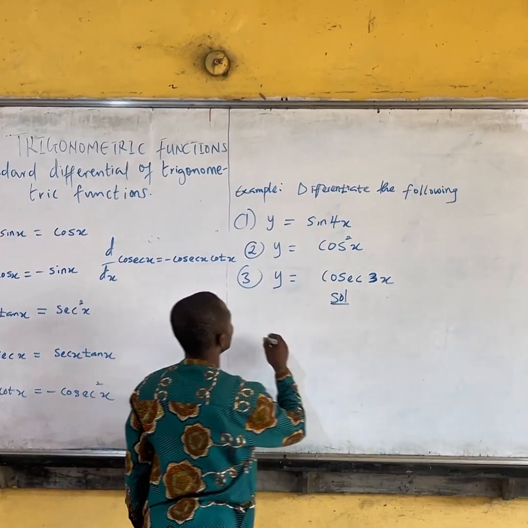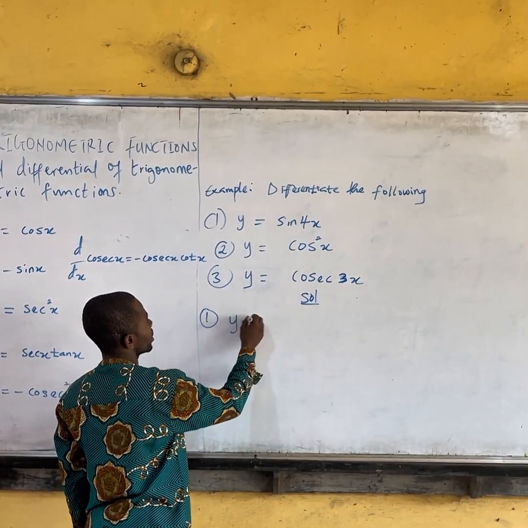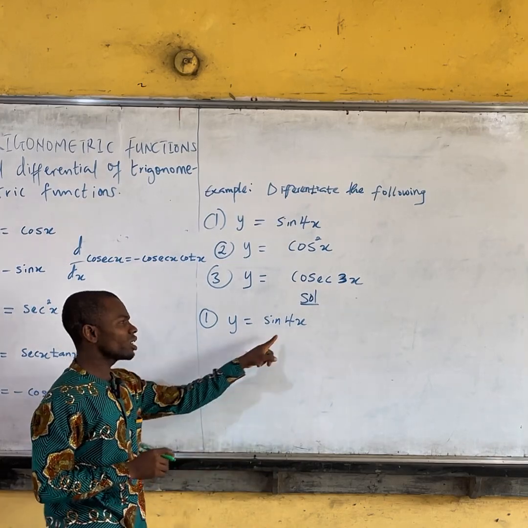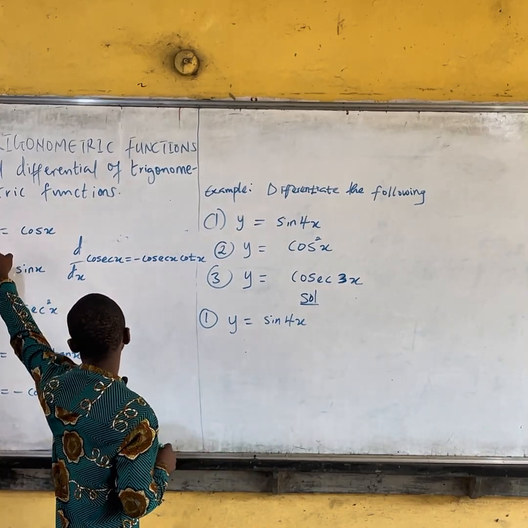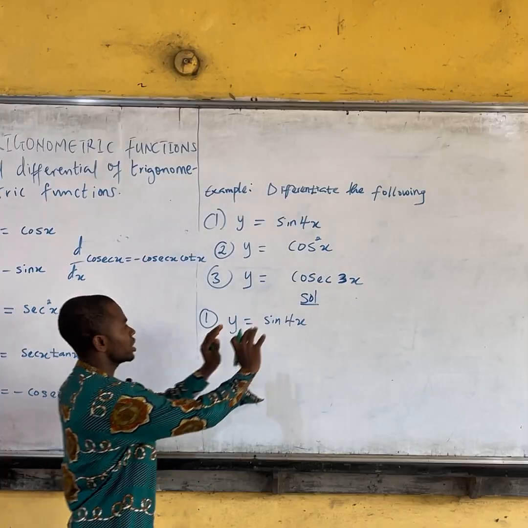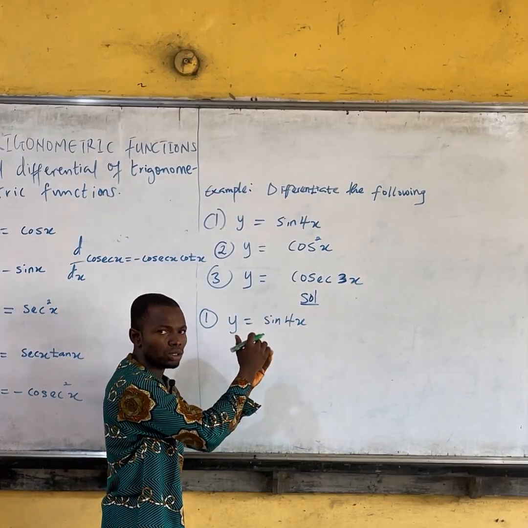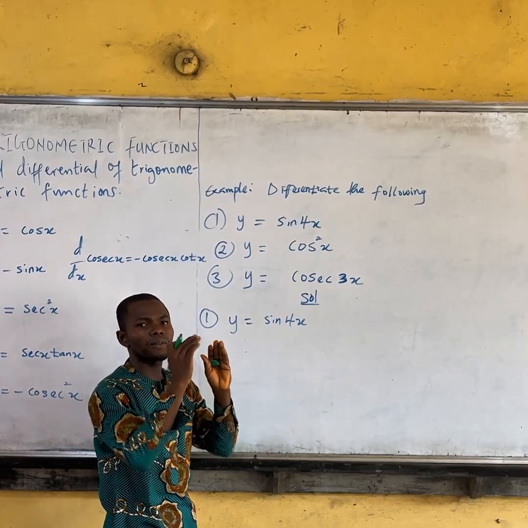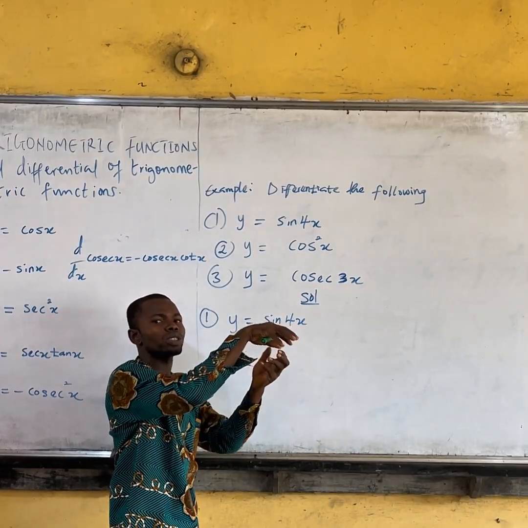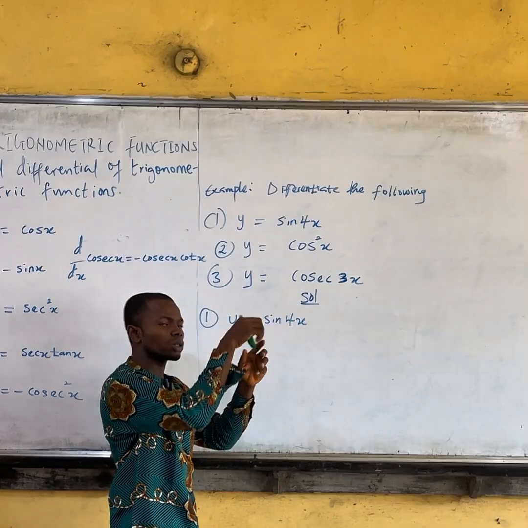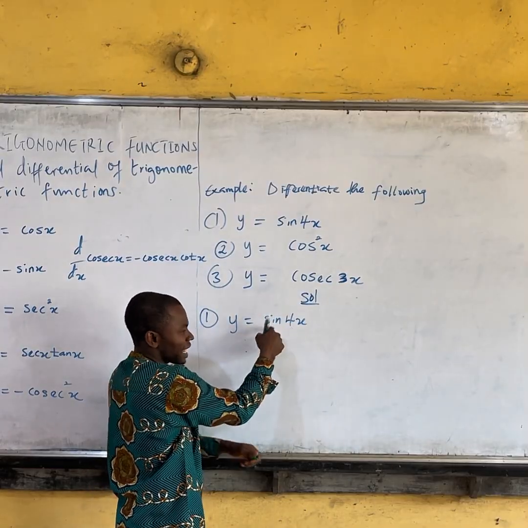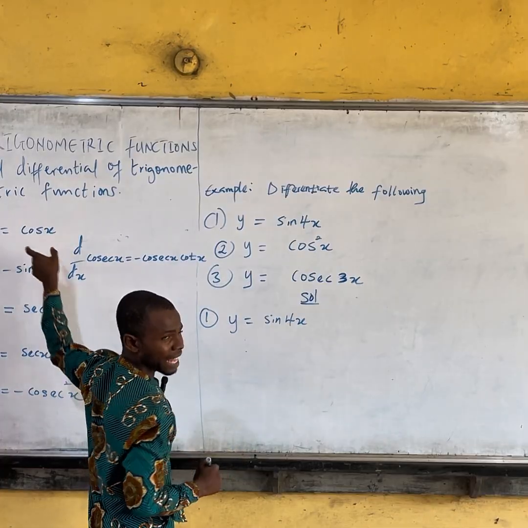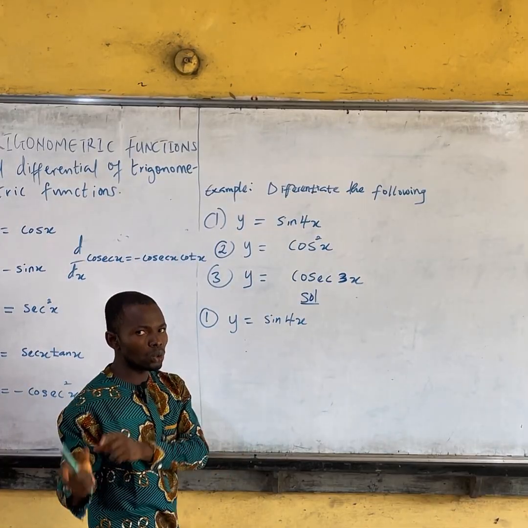Solution. We are given y equals sine of 4x. As you can see, this is not a standard. From the standard, the differential of sine x is cos x, but it has been composed. We call this a composite function. Based on our last video, a composite function means there is a function inside a function, which means there is now 4x inside sine, so we cannot differentiate directly because it is not in the form of the standard. So we have to use the chain rule in this case.